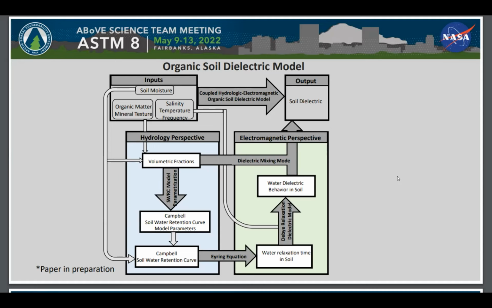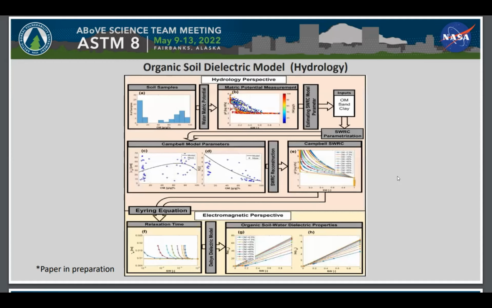This work has two parts, which we call a coupled hydrologic and electromagnetic approach. The major component of the subsurface that governs the dielectric behavior is the water. The water dielectric behavior in soil is unknown, and nobody can predict how it behaves. So we came up with the idea to relate the soil water retention curve, which is a hydrology parameter, to the water dielectric parameter in the soil, which is the electromagnetic perspective.